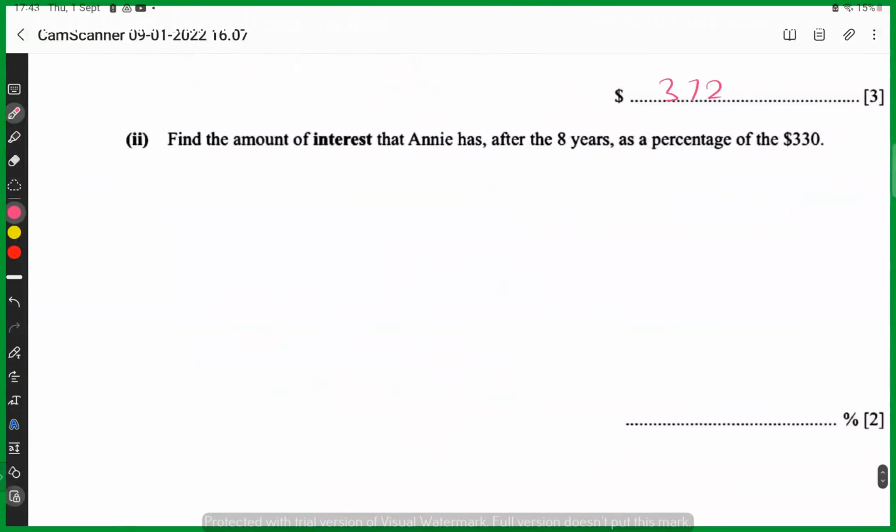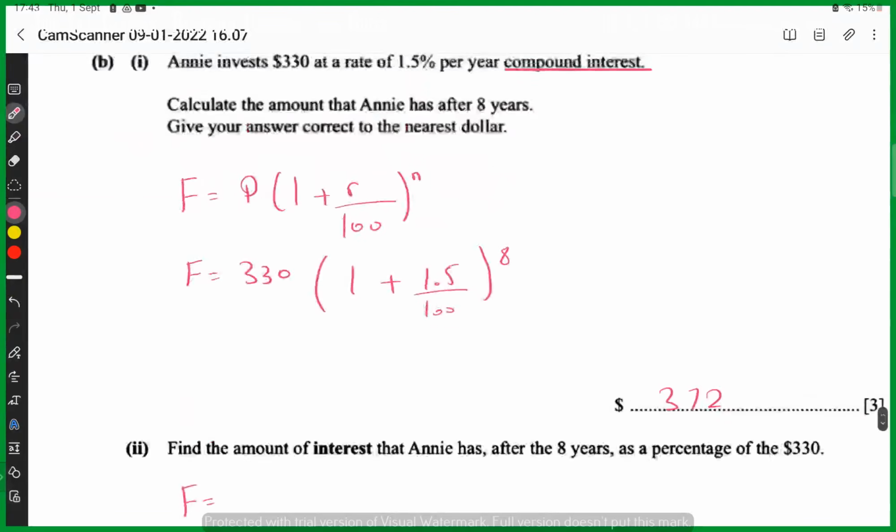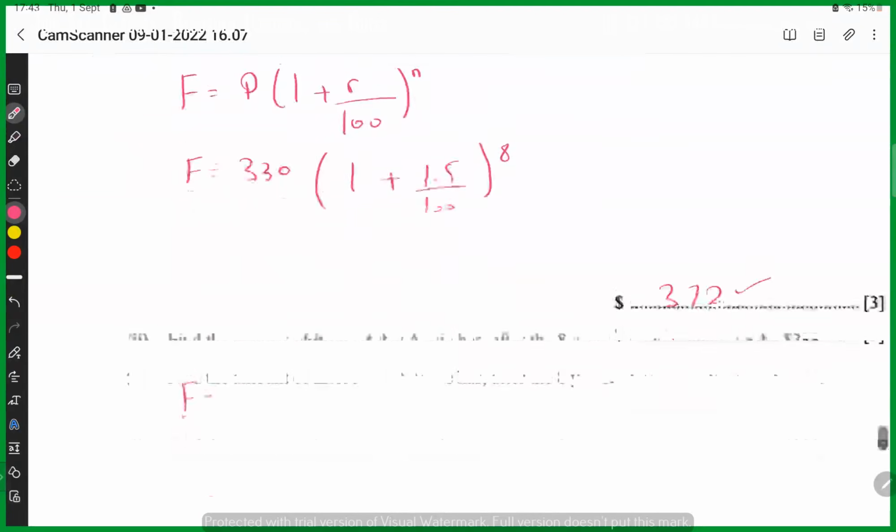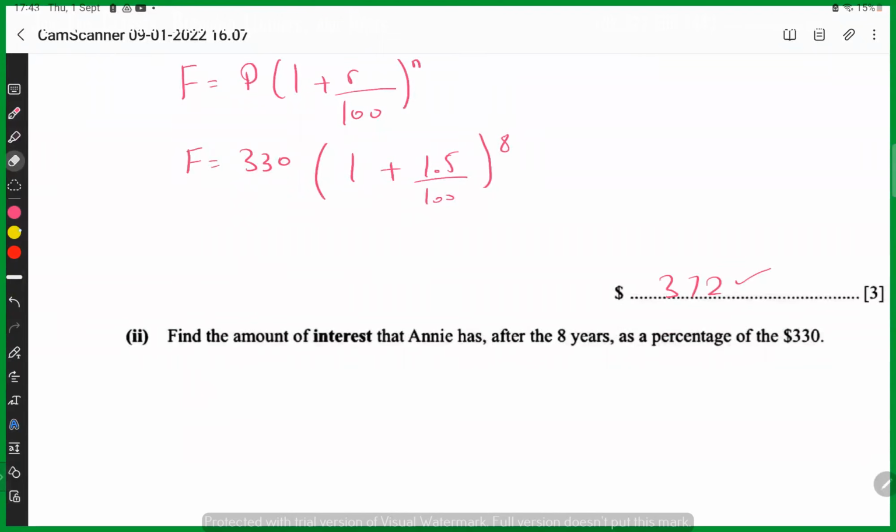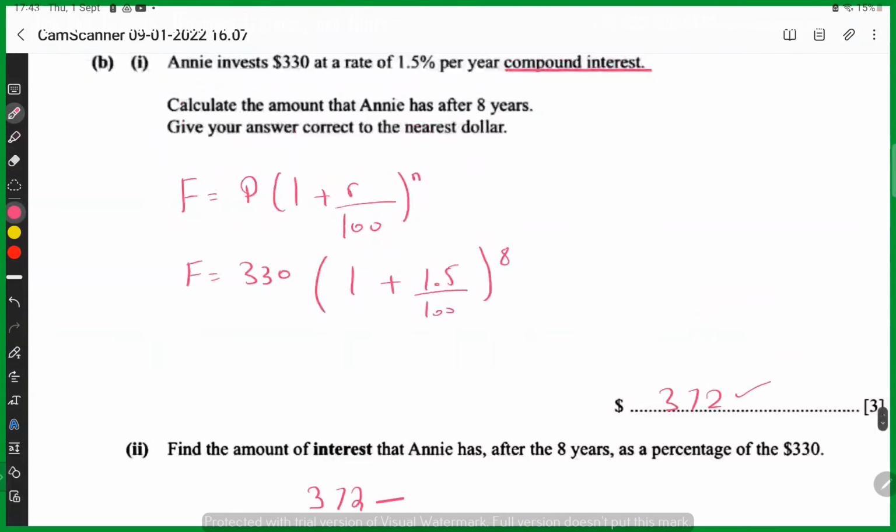Again, for this, we are going to do it this way. First of all, you will have to calculate the total amount after 8 years. Please do that quickly. F is equal to, yes, we have already done that. I'm sorry, this was the previous part, right? So the total amount was 372. 372 was the total amount after 8 years. So the interest amount would be 372 minus the initial amount that was 330.